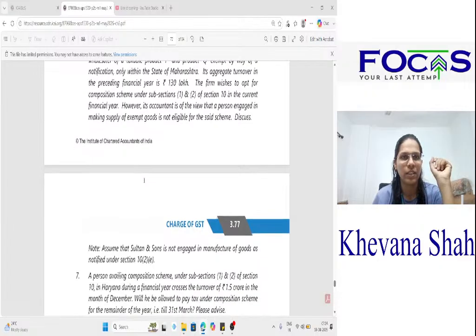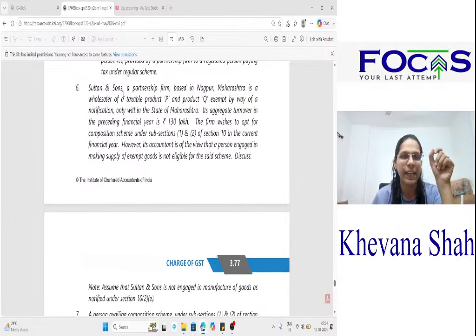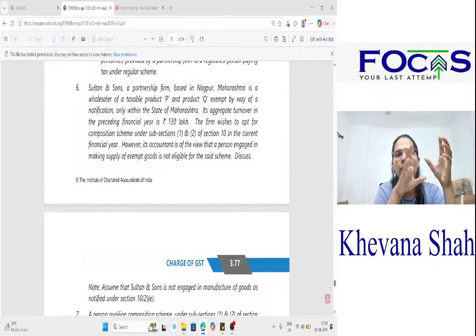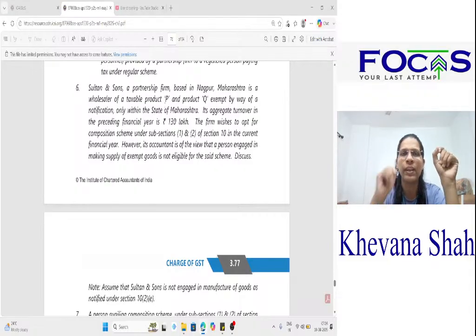See this question number 6. Sultan and Sons, a proprietorship firm based in Nagpur, Maharashtra, is a wholesaler of a taxable product P and product Q, exempt by way of a notification, only within the state of Maharashtra. So Sultan and Sons is providing supply of goods only within the state of Maharashtra, that is, intrastate supply. They have one taxable product P and one exempt product Q.